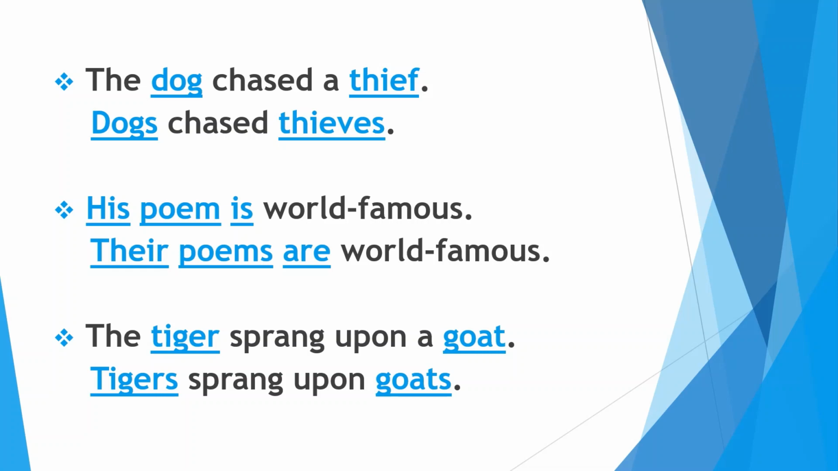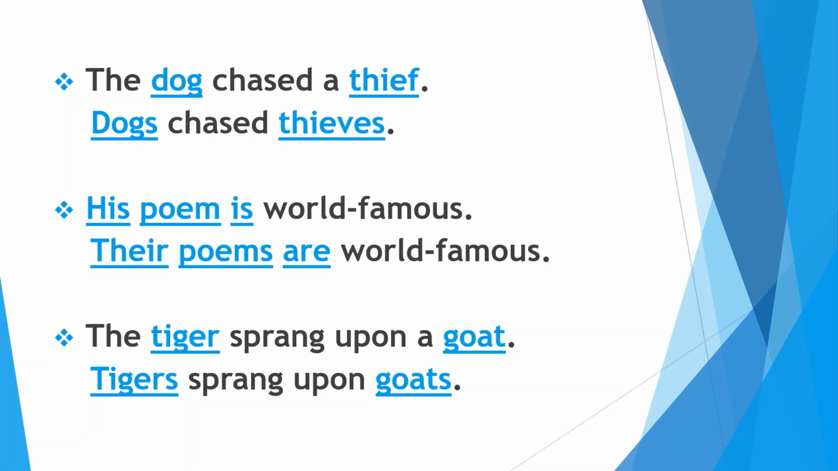Now here we have changed his into a plural form, their. Then the plural form of poem is poems, and the plural form of is is are. So the sentence is: their poems are world famous. You can write this sentence in another way also, that his poems are world famous. Means this is also a correct sentence, because you can just change the noun singular into plural, that poem means poems, and is are. So this sentence is also correct, that his poems are world famous.